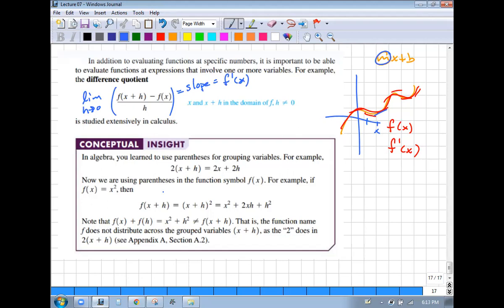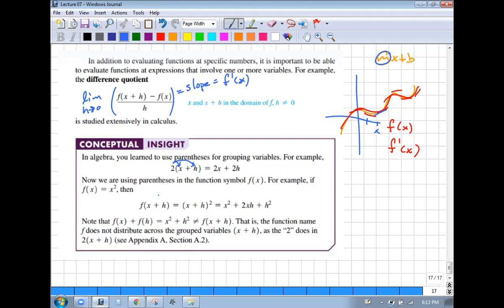All right, in algebra, you learn to use parentheses. Yes, y'all know how to use parentheses, right? 2 times x plus h is 2x plus 2h, right? The distributive property. That's what we did right after the quiz, right? I showed you the distributive property.